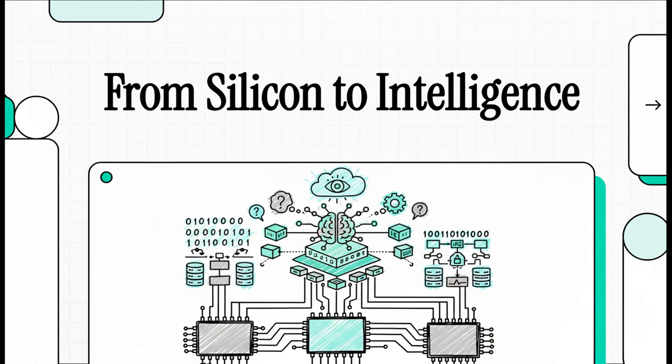All right, welcome. What we're going to do here is something pretty ambitious. We're going to map out the entire landscape of computer science. We'll start with the literal sand and silicon that powers our world and climb our way up, layer by layer, all the way to artificial intelligence. Okay, let's jump right in.